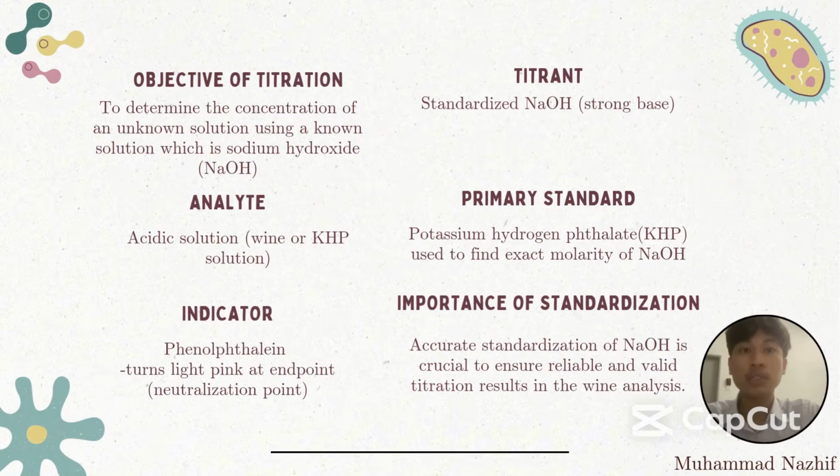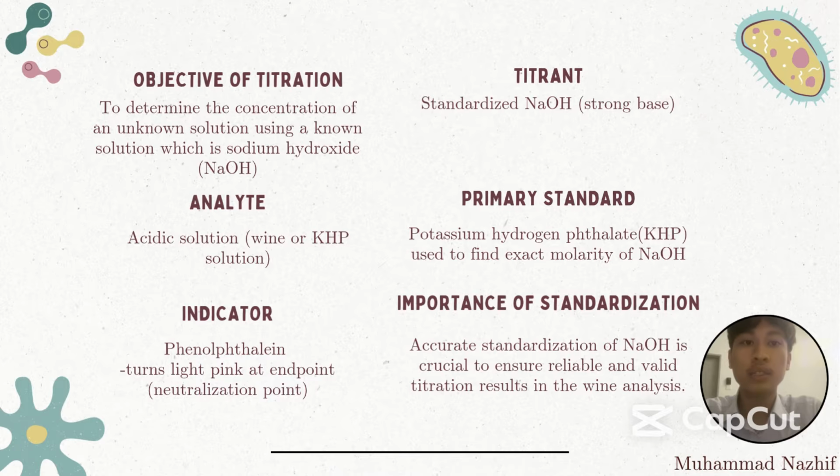Moving on to titration and standardization. There are 6 main points that I want to talk about, which are the objective of titration, titrant, primary standard, indicator, and the importance of standardization. So what is the objective and why do we do titration? So that we can determine the concentration of a solution using a known solution, which is sodium hydroxide.